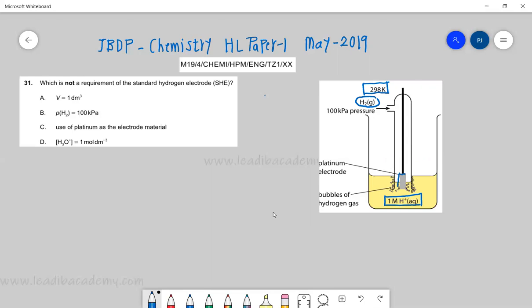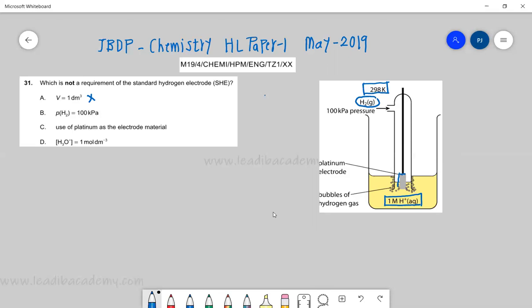Now let's look at what is given. In option A, the requirement is a volume of 1 dm cube. Are you seeing the volume anywhere? No, we are not seeing anything about the volume. There is no specific requirement, so definitely it is not specified. But let's see whether the other parameters are specified.